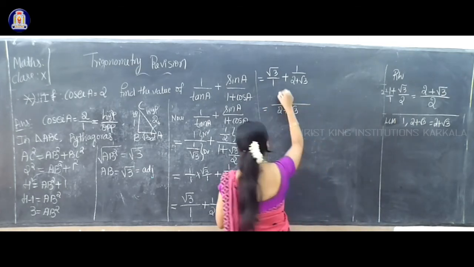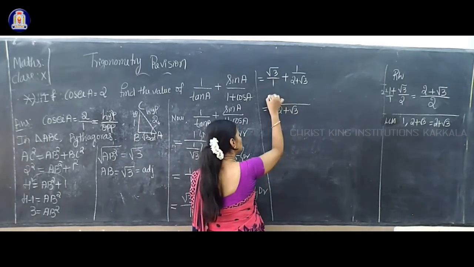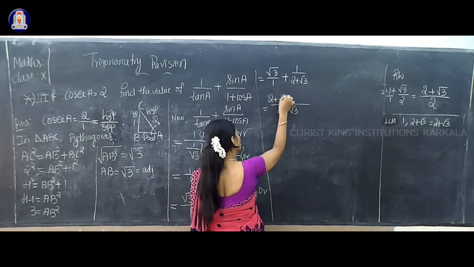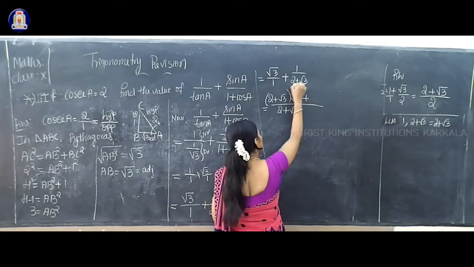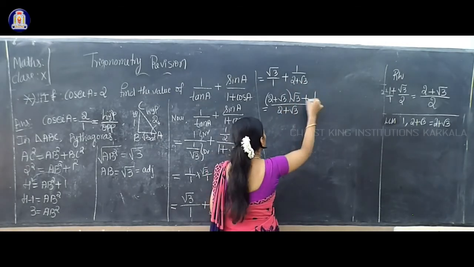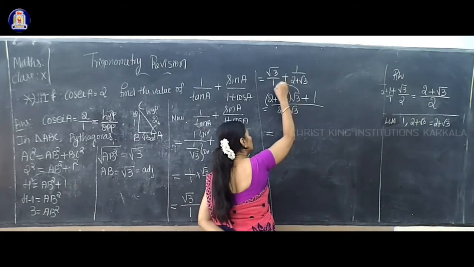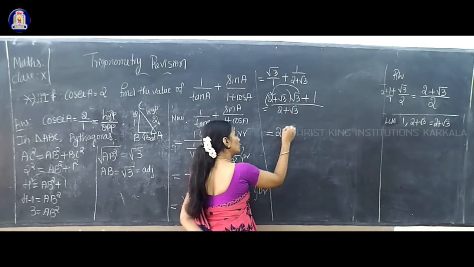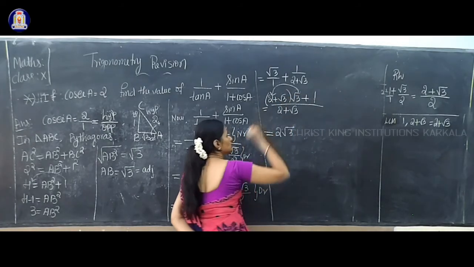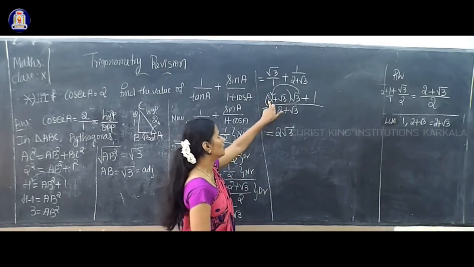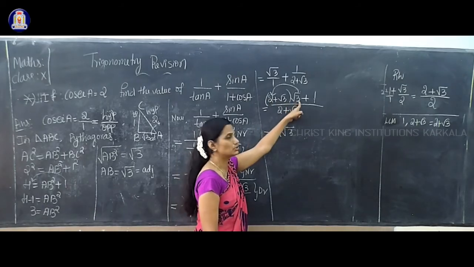So now how to get the numerator 1? How much is 2 plus root 3? It is this 2 plus root 3. So multiply 2 plus root 3 with root 3, plus 1 times 1 is 1. Now simplify: root 3 into 2 is 2 root 3. You can't write it as 6. Root 3 is a surd and 2 is a number, so these two are not like terms and we can't multiply them as 2 into 3, 6.